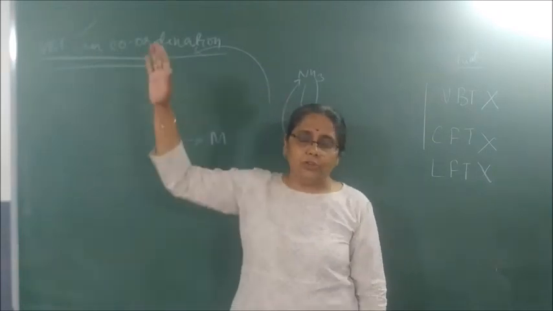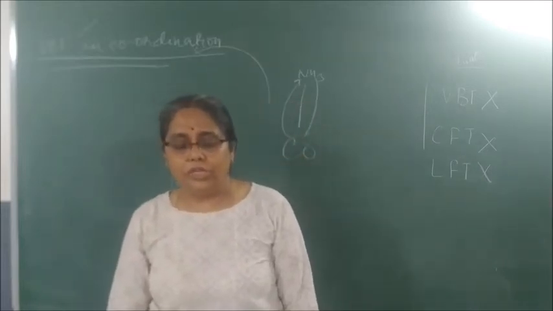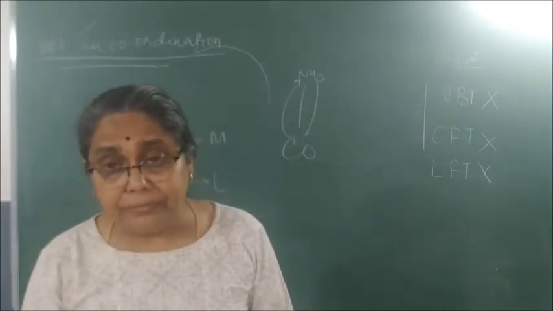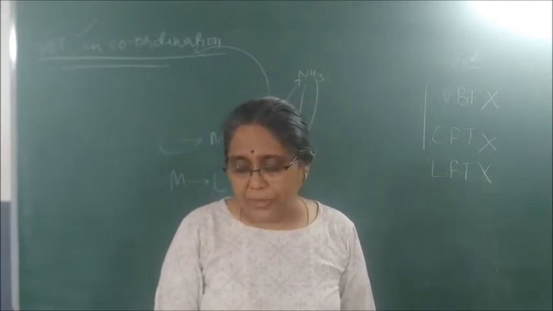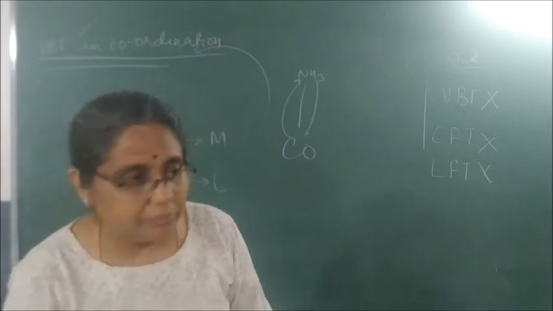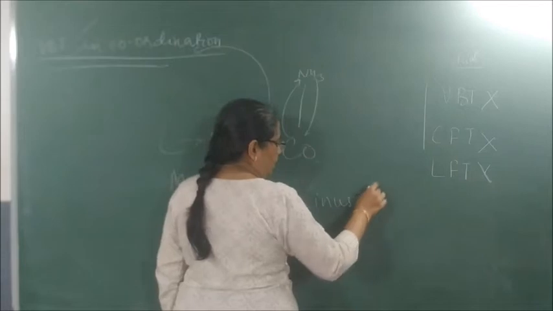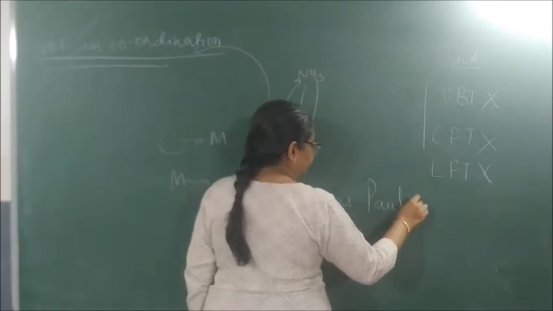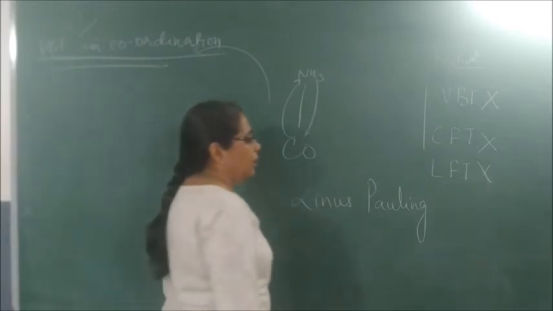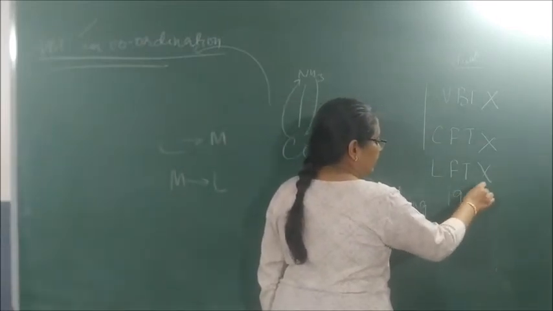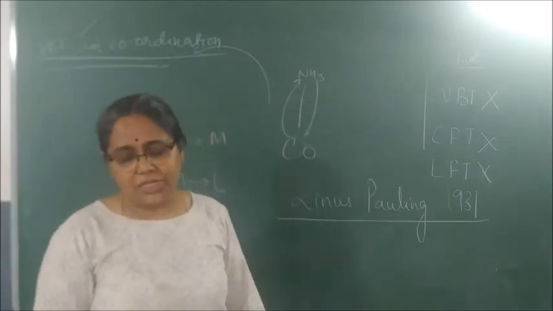To remove the defects of Werner's theory, we study what? VBT. VBT is valence bond theory given by Linus Pauling. VBT was developed by Linus Pauling, I think in 1931. Check the date once, not important but still.